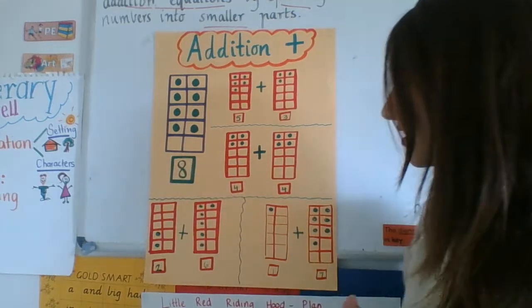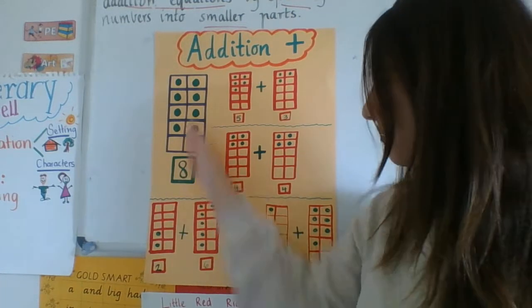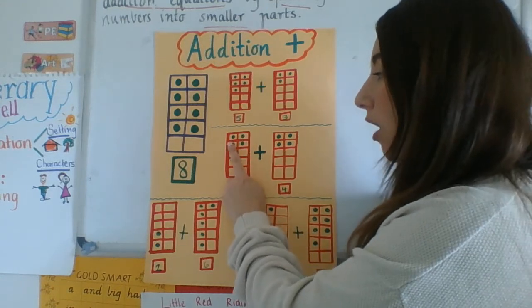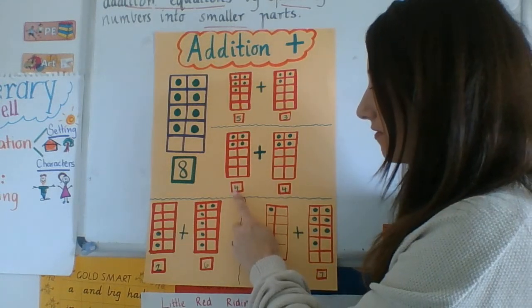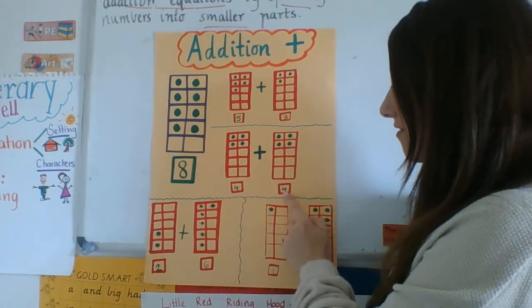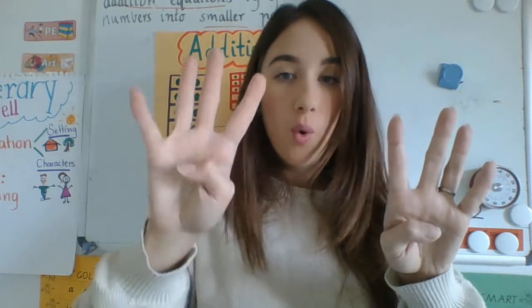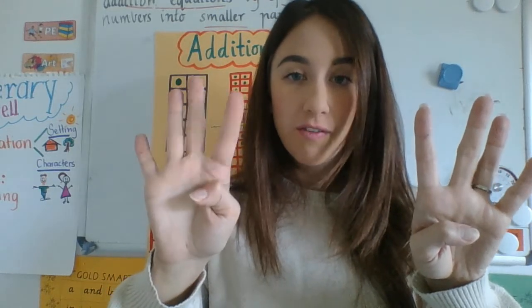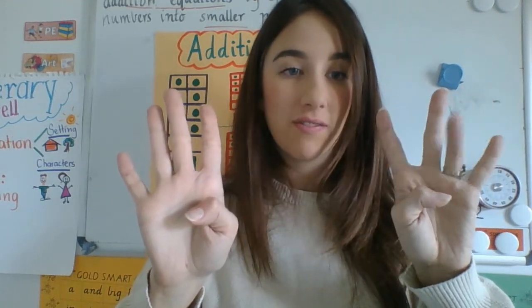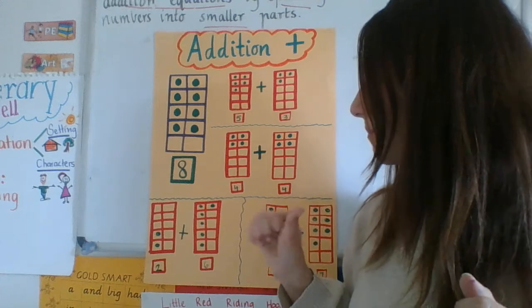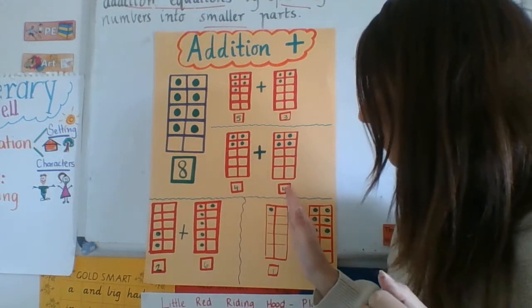Okay? Let's see how else I made 8. Let's check. 1, 2, 3, 4. So I have 4 and another 4. Let's check that on our fingers. 4 and 4. 1, 2, 3, 4, 5, 6, 7, 8. Okay, awesome. So far, I've made the number 8 with 5 and 3. I've made the number 8 with 4 and 4.